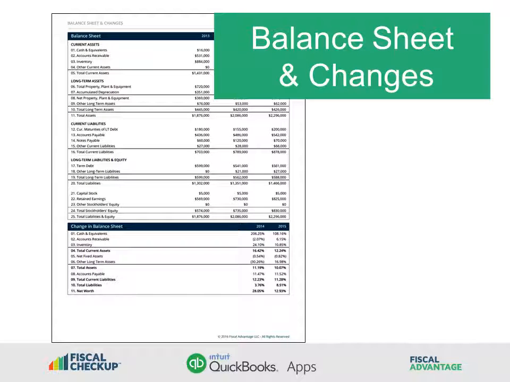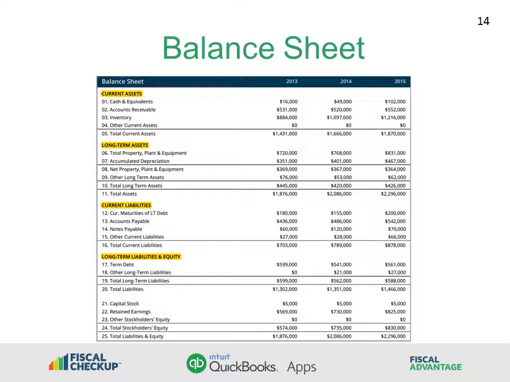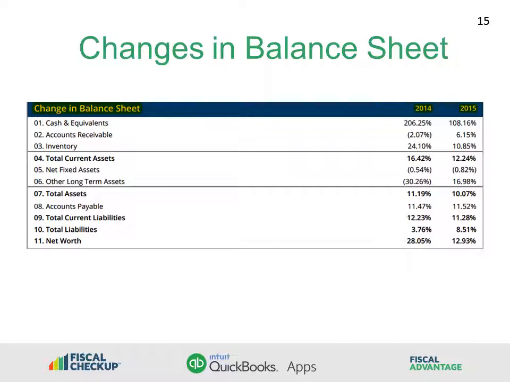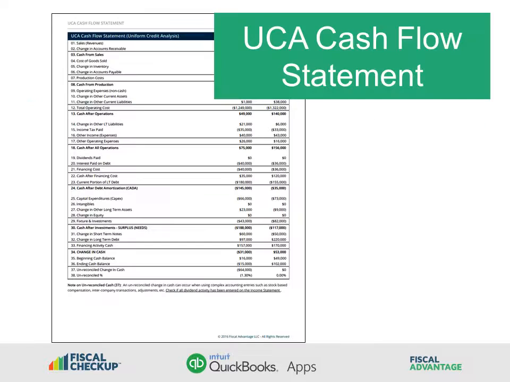Page 3 presents the balance sheet. The first table creates a balance sheet using the data entered into Fiscal Checkup. On the bottom of the page is a table showing the year-over-year changes for the primary balance sheet categories.